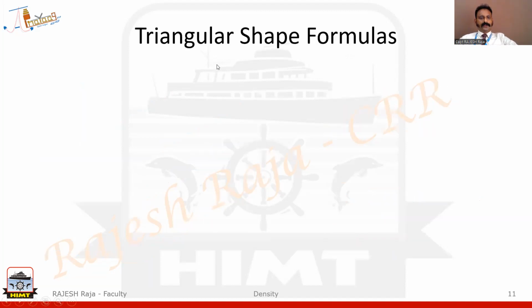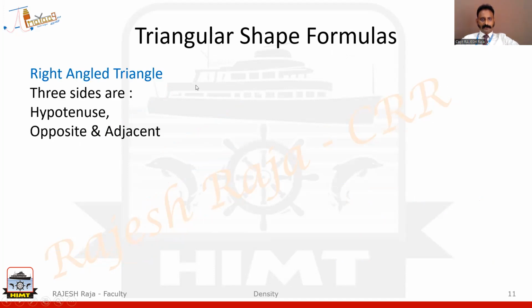Before I go to a different shape, which is a triangular cross-section shape, questions can come in triangular cross-sections also. Let us quickly have a look at a few formulas. I'm not going to spend much time, but let me just quickly give you many candidates forget this, even though it has been taught to you in schools. So you can call one kind of triangle a right angle triangle. You will have hypotenuse, opposite, and adjacent.